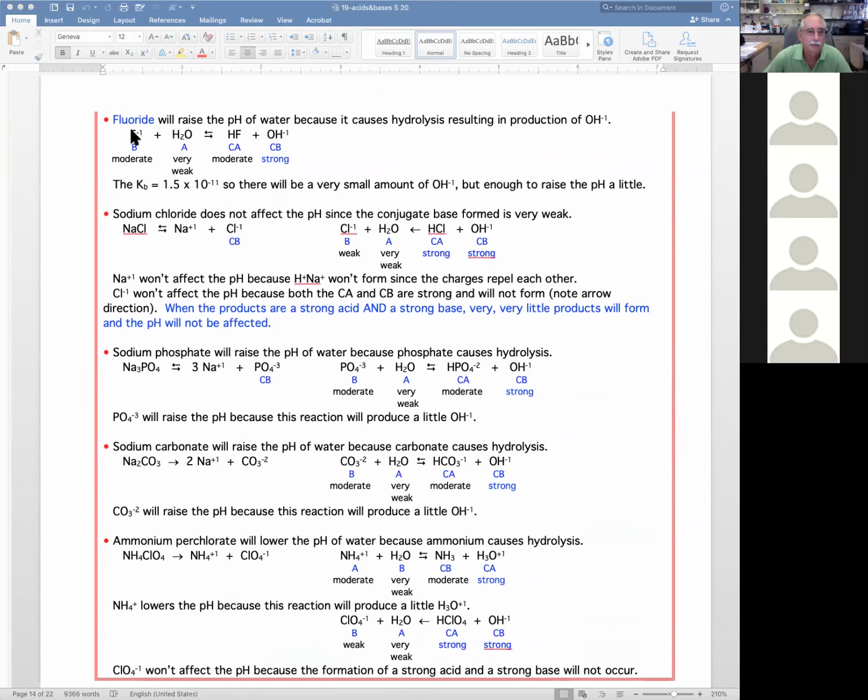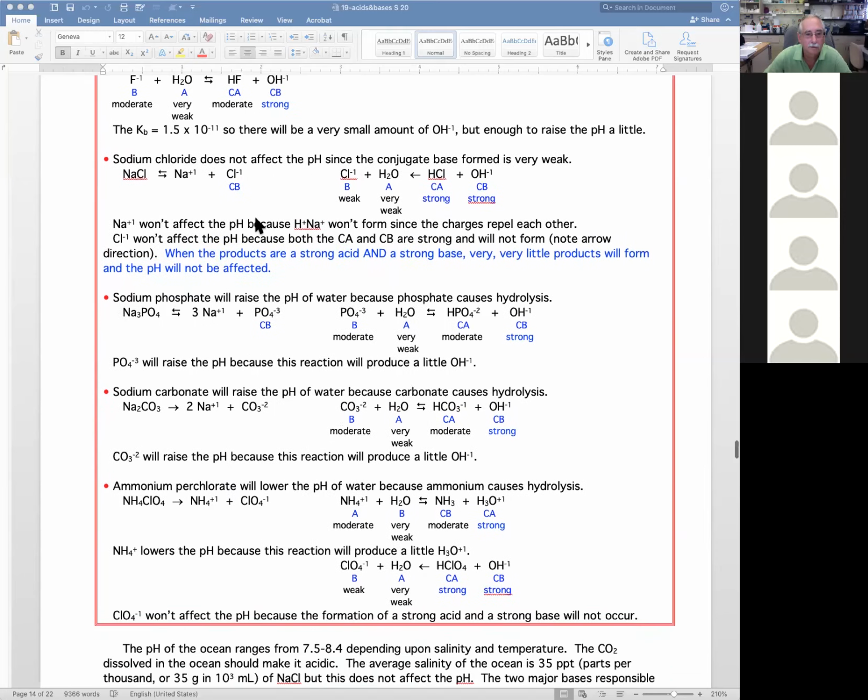Fluoride. So here's a moderately strong base. I put it in water and I hydrolyze the water. I form a little bit of hydrofluoric acid, and when I do that, I make some hydroxide. So here's the equilibrium constant. The Kb for fluoride is a very small number, but it's enough to raise the pH a little bit because you are creating some hydroxide.